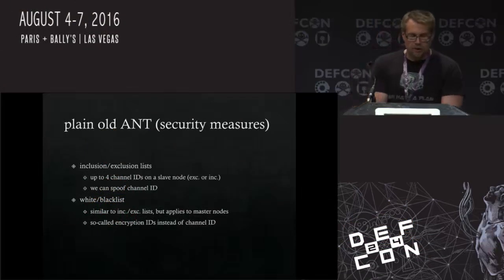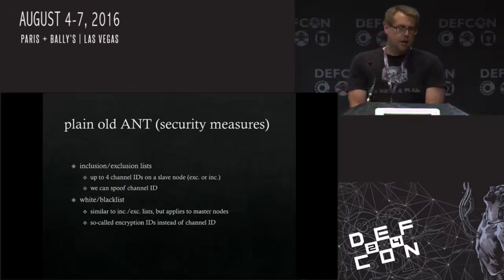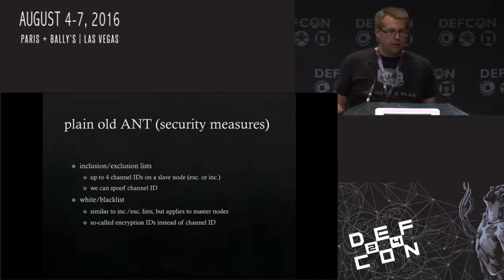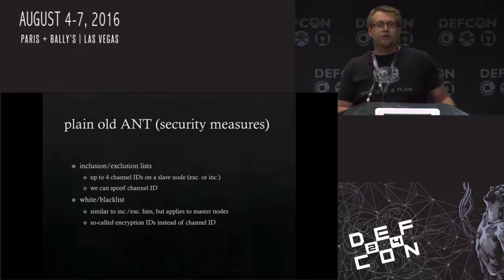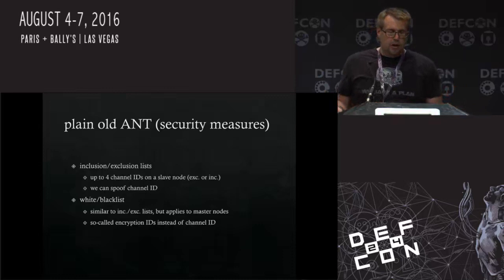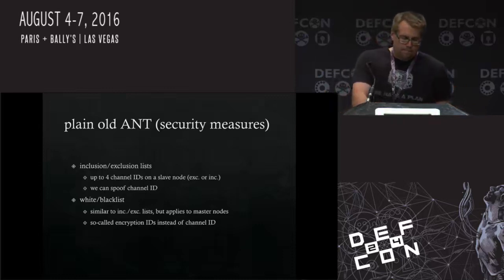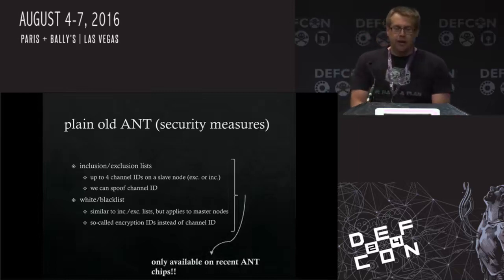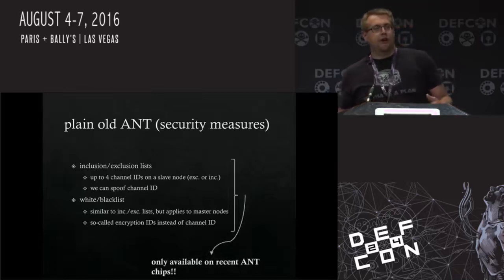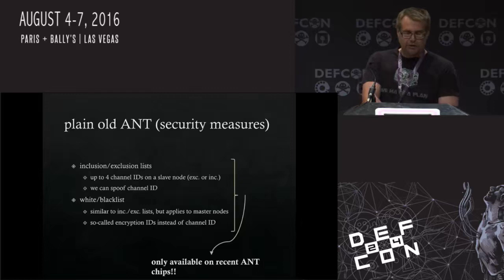Okay, back to security measures. There are these things called inclusion-exclusion list and whitelist and blacklist. They are essentially the same, one for the slave nodes, the other for the master nodes. They could be useful, but there's a problem with them. They are only available on fairly recent ANT chips, so none of my Garmin devices can use these features.